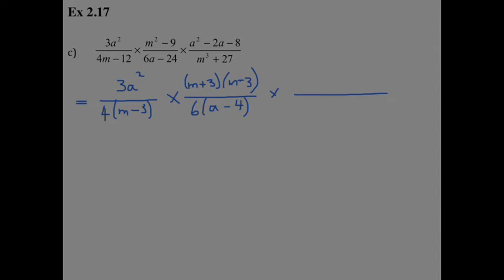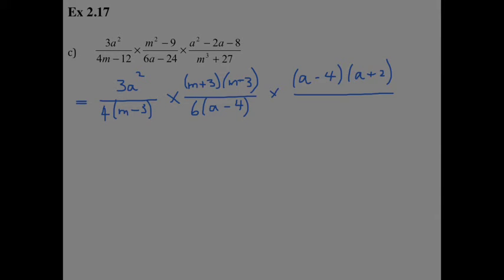On the top, I'm finding 2 numbers that multiply to give minus 8 and add to give minus 2, because it's a simple quadratic trinomial. Numbers that multiply to give minus 8 and add to give minus 2 are minus 4 and plus 2.